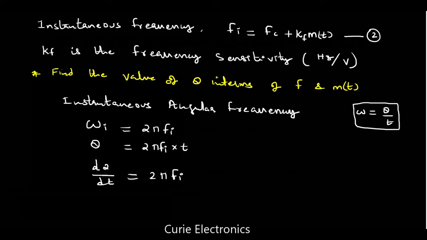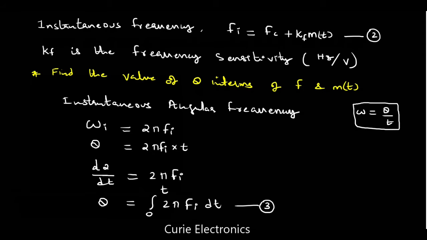Now from this equation, if you want theta, what you do? We'll integrate it. Theta equals, let the limits be 0 to t, 2 pi Fi dt. So this equation, let it be the third equation.